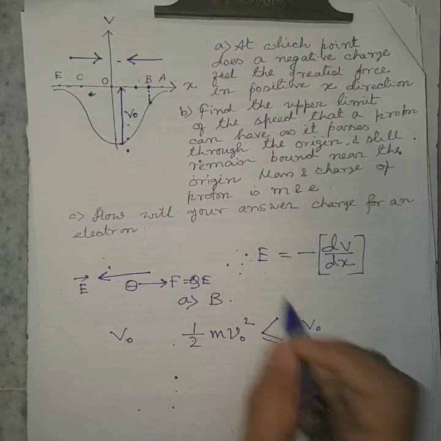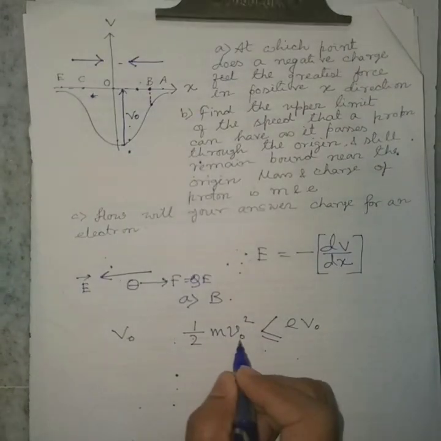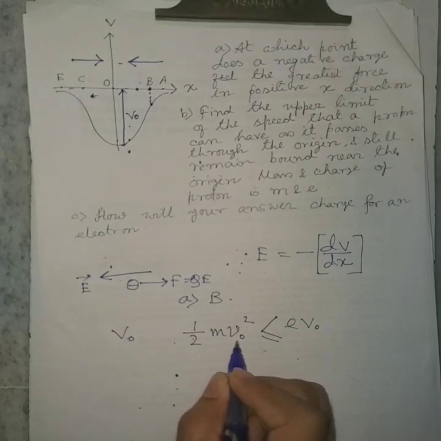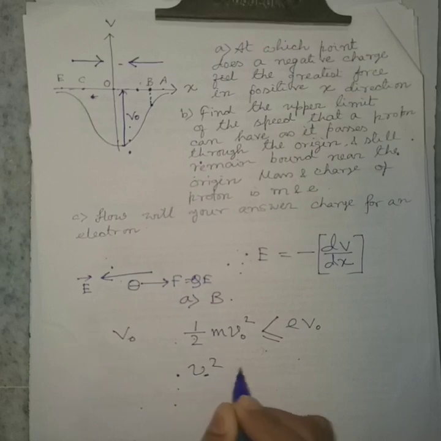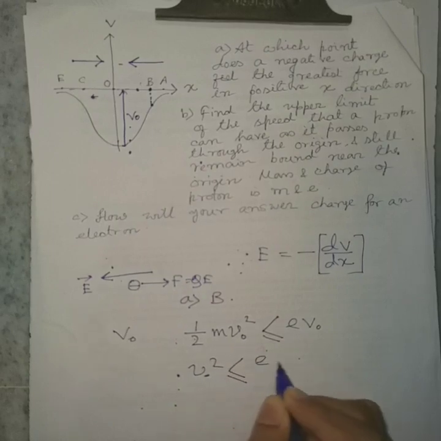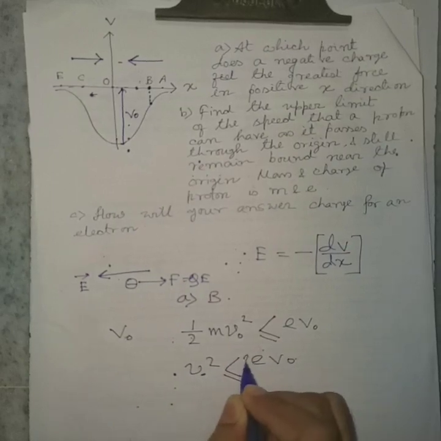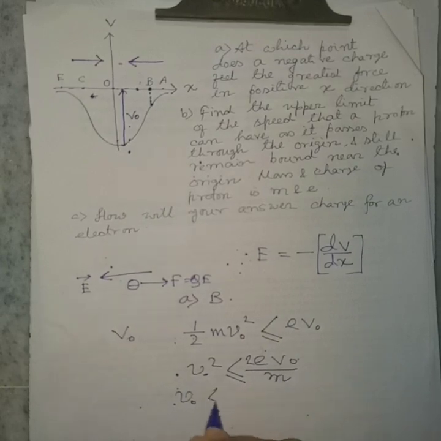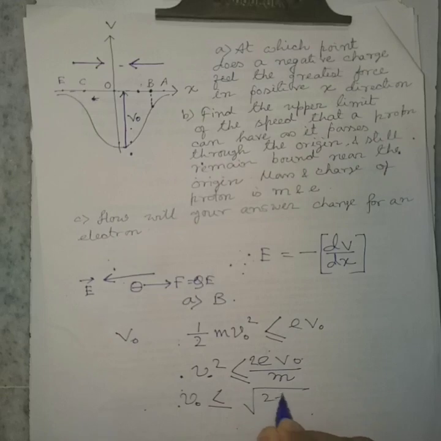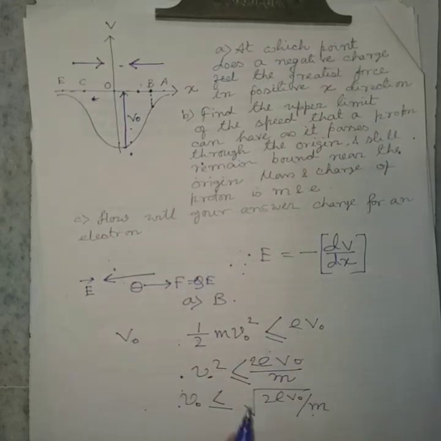Here V0 is the value of the potential and v0 is the velocity. Therefore, we can find the limit of the velocity, that is, v0 squared is less than or equal to eV0 times 2/m. Therefore, v0 must be less than or equal to the square root of 2eV0/m. So this is the upper limit of the speed of the proton.